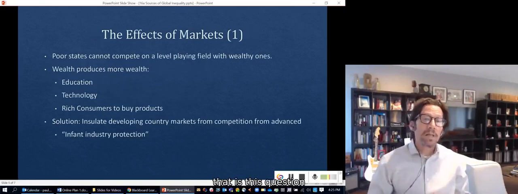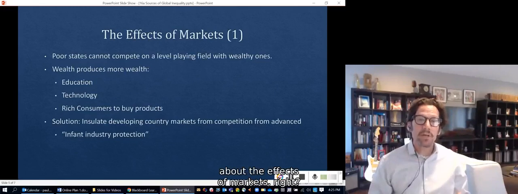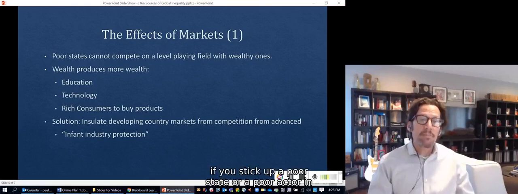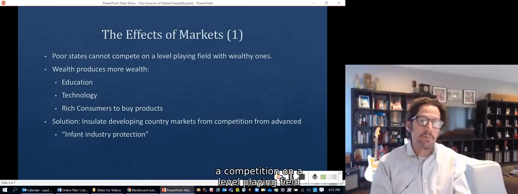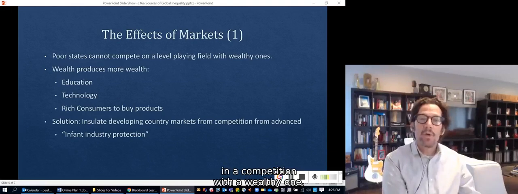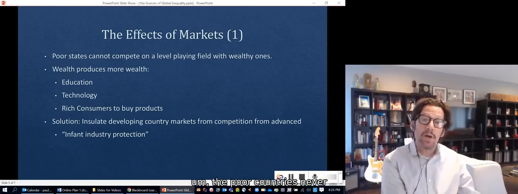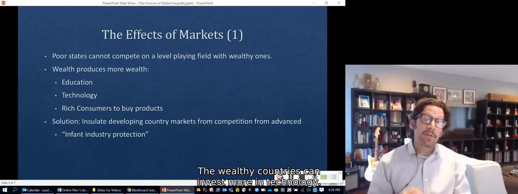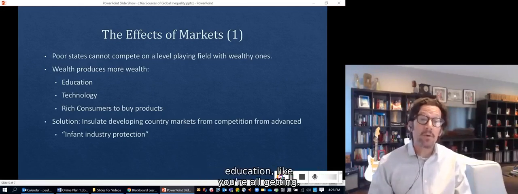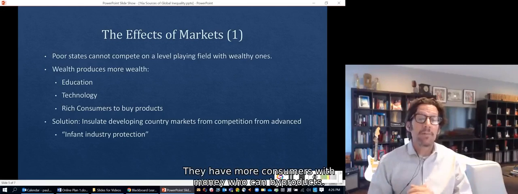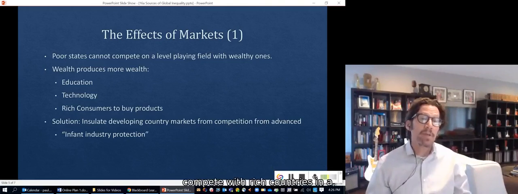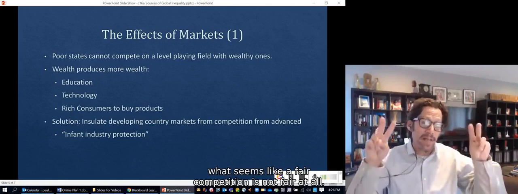Related to this is the question about the effects of markets. One view is that if you put a poor state or a poor actor in competition on a level playing field with a wealthy one, the poor country's never going to do very well. Wealth produces more wealth. The wealthy countries can invest more in technology. They can invest more in education, like you're all getting. They have more consumers with money who can buy products. And so there's this sense that having poor countries compete with rich countries in what seems like a fair competition is not fair at all.